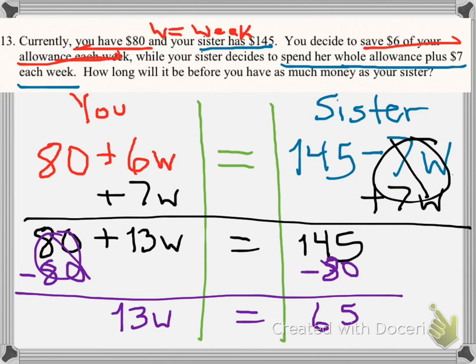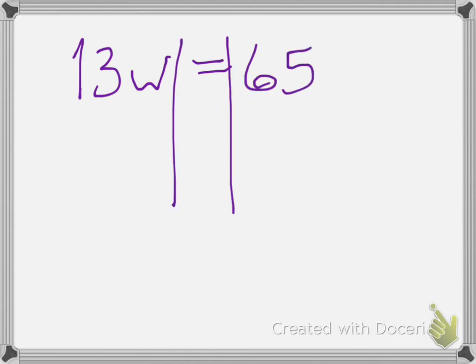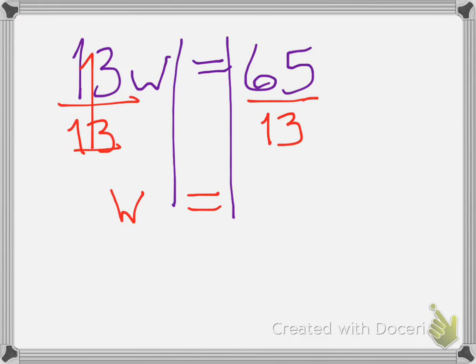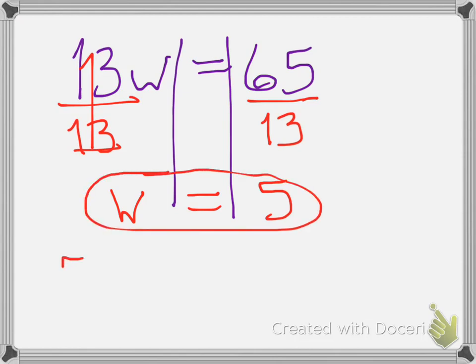All right, carrying on to the next page. 13W equals 65 is what we had. And then we're just going to divide both sides by 13. And 13 divided by 13 cancels out. That's going to give me W equals 65 divided by 13. And 65 divided by 13 is 5. So what that means is that it will take 5 weeks for them to have the same amount of money.